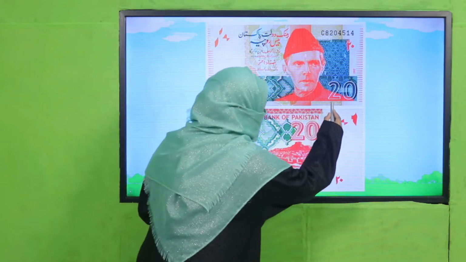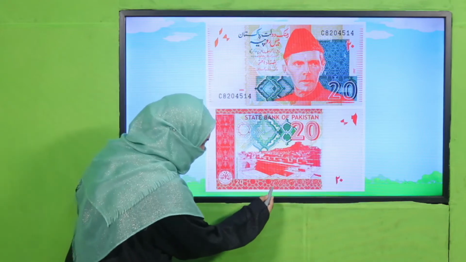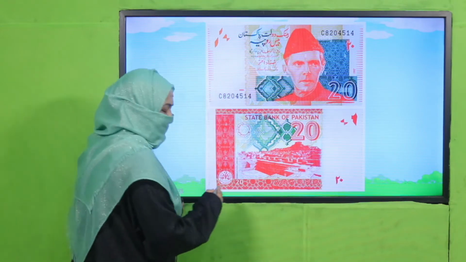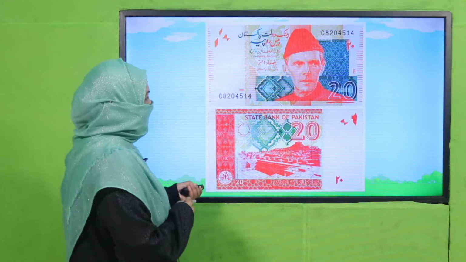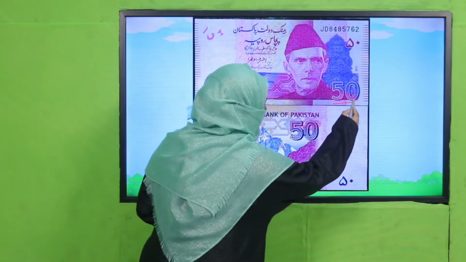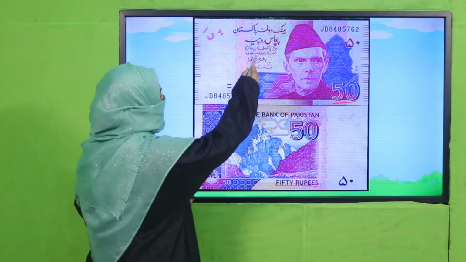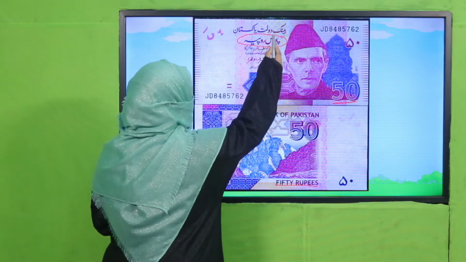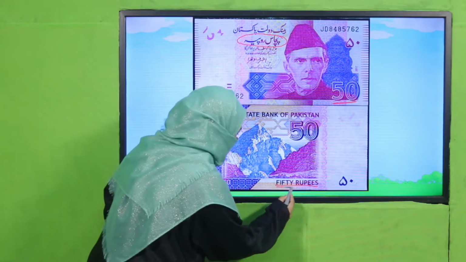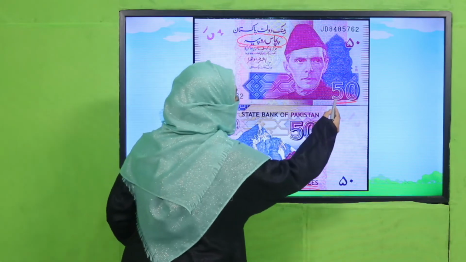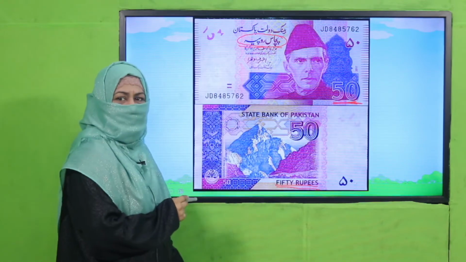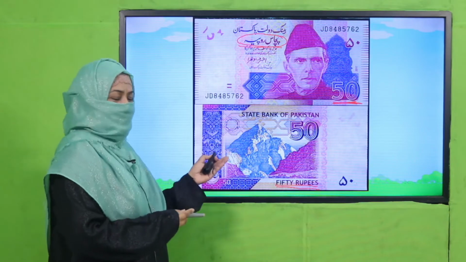It's written here 20. And it's written here as well, 20 rupees. All right. The next is 50. 50 rupees. Right? And it's written in Urdu as well, beta. You can read from here as well. It's written in English, it's written in Urdu, and it's written in numbers. Okay. So you know all these now.